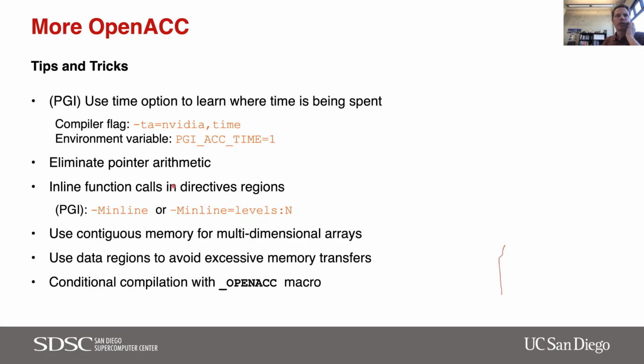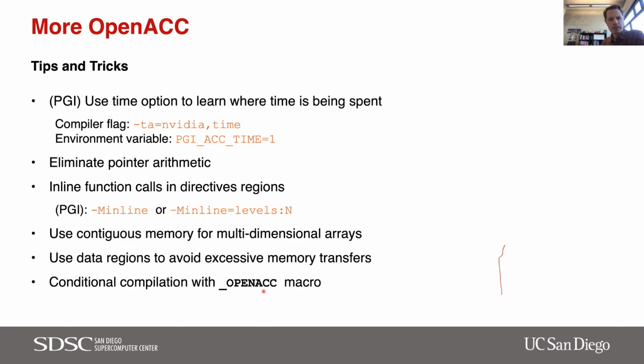Avoid pointer arithmetic, and then you can use inline function calls in the directive regions, and data regions. Basically, that's what I told you, to avoid excessive memory transfers, and this here, contiguous memory. If your data is not contiguous in memory, that's going to destroy the performance in memory access, right? That's the same also for CPU code, but you feel that much more on the GPU accelerated code. And you can use conditional compilation with an OpenACC macro, which can be helpful.